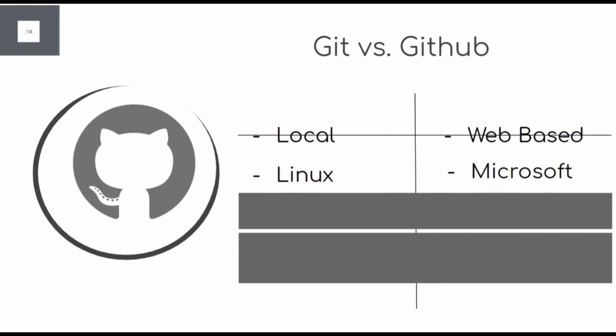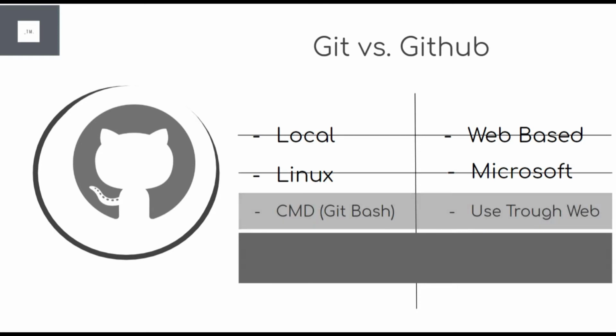The second difference is Linux and Microsoft. So Git is maintained by Linux and Microsoft purchased GitHub in 2018. I just wanted to give this information. It's not that essential here. Just keep that in mind. I mean, that's a general knowledge question, I think. So let's see what's the next difference.